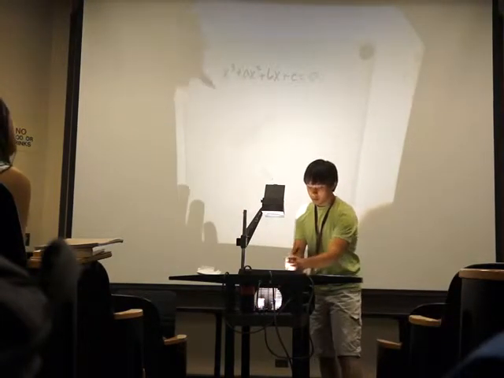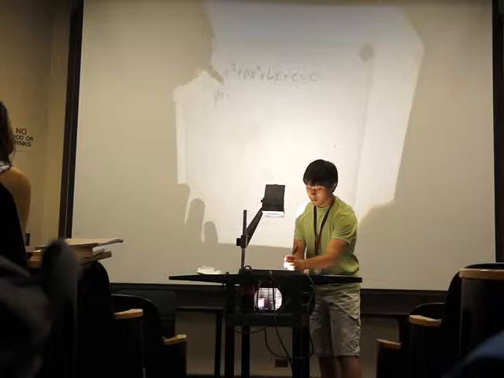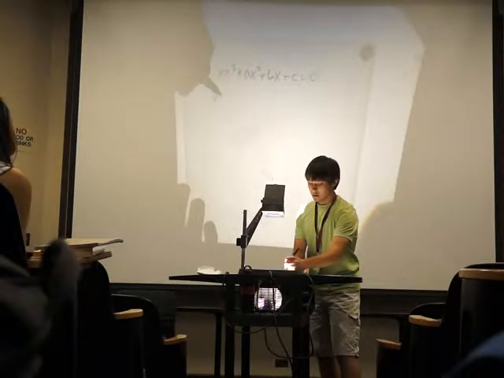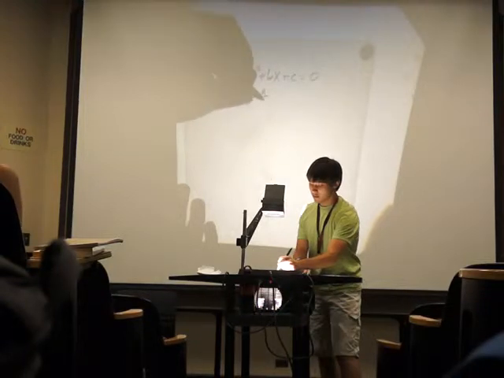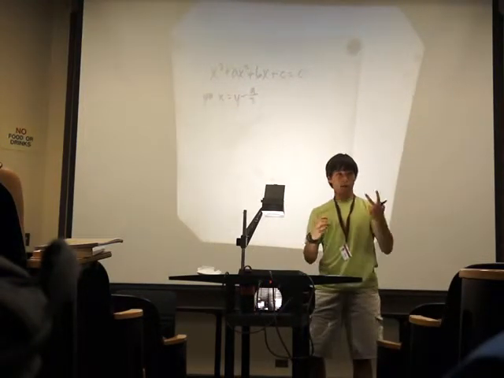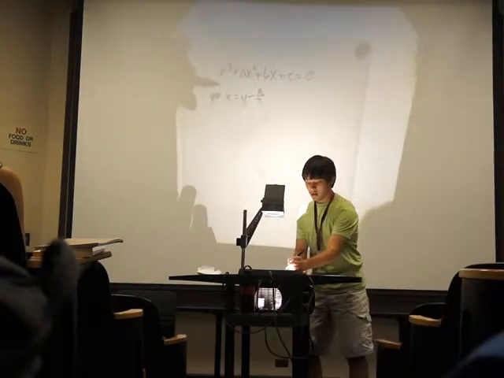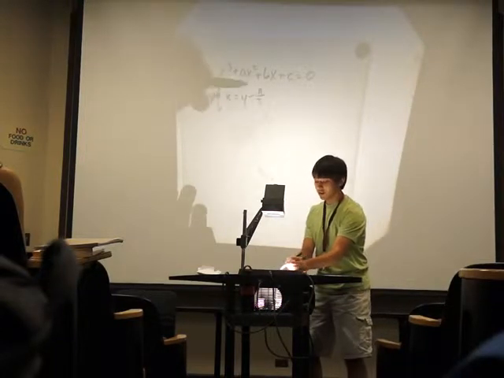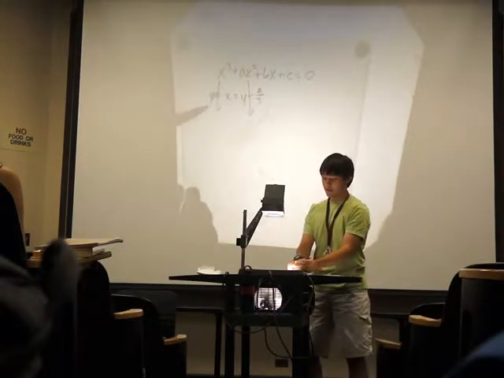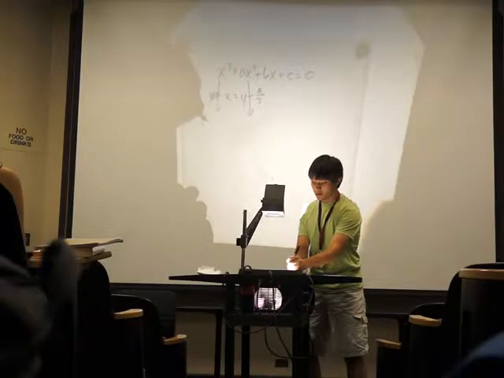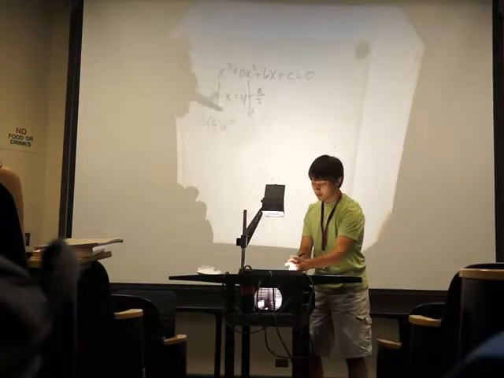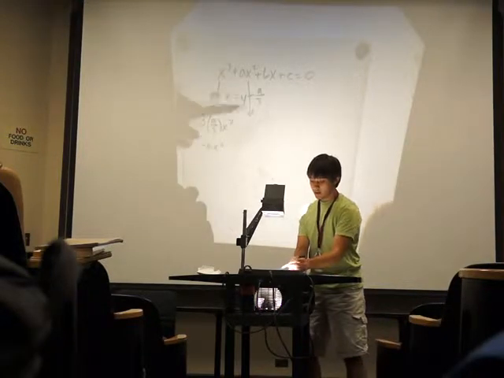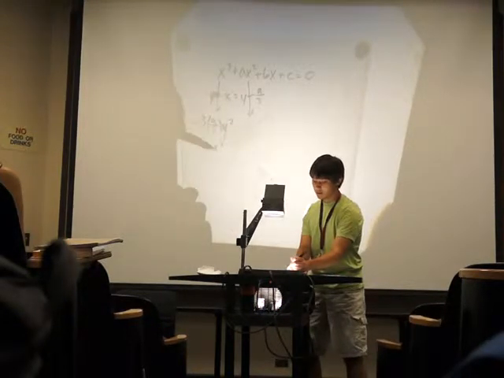What happens if you substitute x with y minus a over 3? Well, there are only two terms that we're going to need to worry about: the one in the x cubed and the one in the ax squared. The x cubed term here will be 3 times negative a over 3 times y squared, which is negative ay squared. Sorry, my bad.